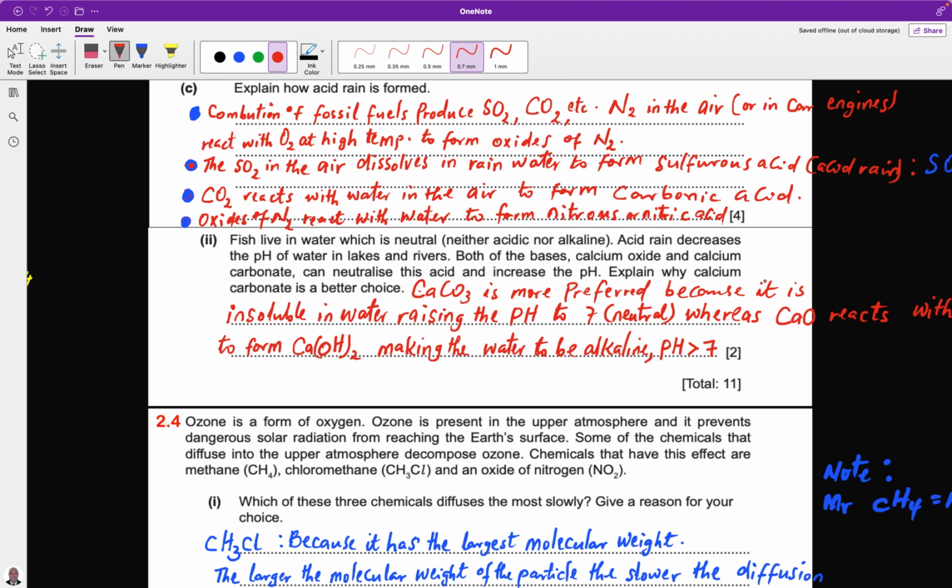Now, fish live in water, which is neutral, neither acidic nor alkaline. Acid rain decreases the pH of water in lakes and rivers. Bases, that is calcium hydroxide, calcium oxide, and calcium carbonate, can neutralize these acids and increase the pH. Explain why calcium carbonate is a better choice.